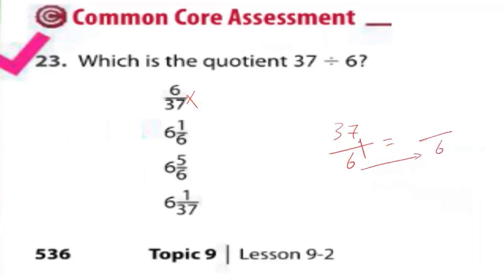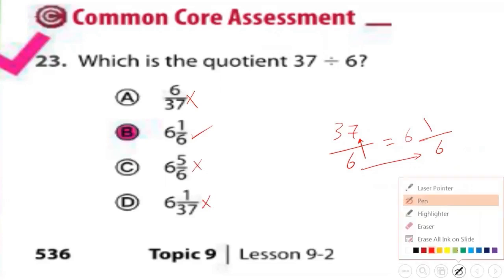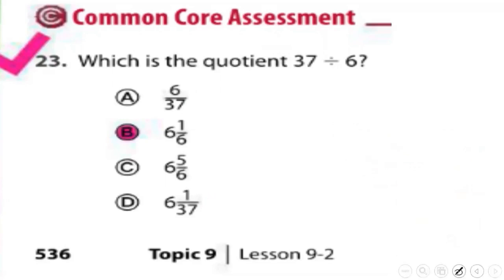Keep 6 as it is. How many 6 are there in 37? I think they are 6 by 6, 36, 37 minus 36 equals 1. So this one is true. This one is not true. This one also is not true. So the answer is just number B, as I told you. Move to another part, but before moving, be sure that you copy the answer, okay?